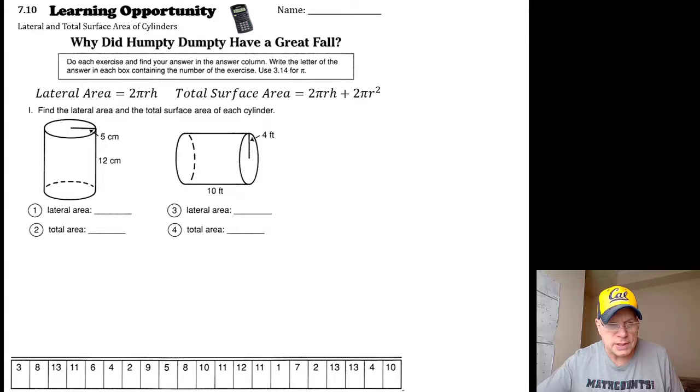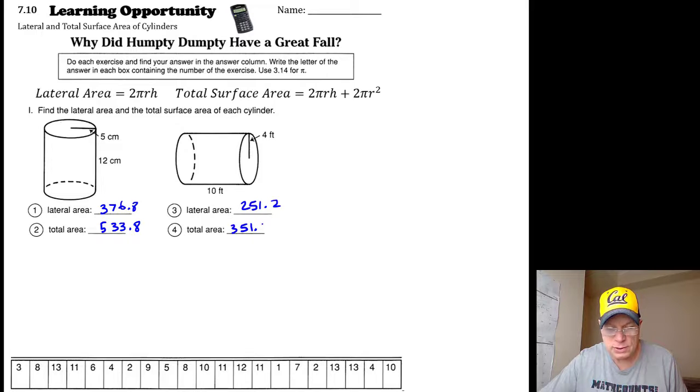Okay, these first four we did on yesterday's Nearpod lesson, so you should have those. Number 1 is 376 and 8/10 centimeters squared. Number 2 is 533 and 8/10 centimeters squared. The lateral area for number 3, pictured above, is 251 and 2/10 feet squared. And the total surface area, our estimate that we did together on yesterday's lesson, was 351 and 68 hundredths feet squared.